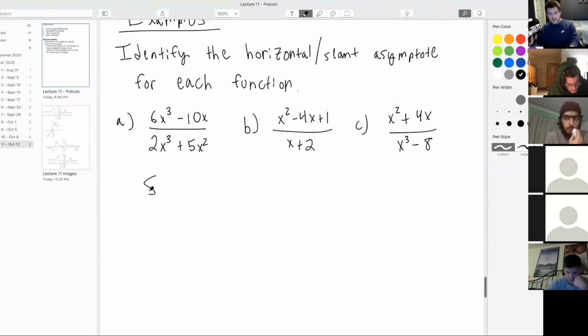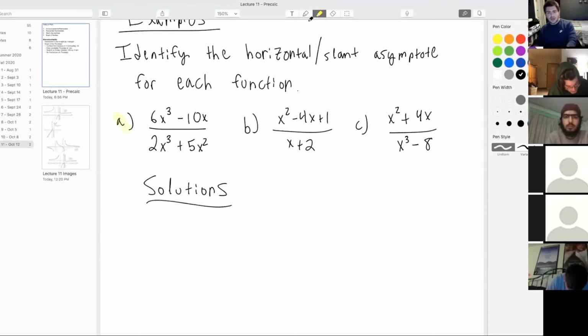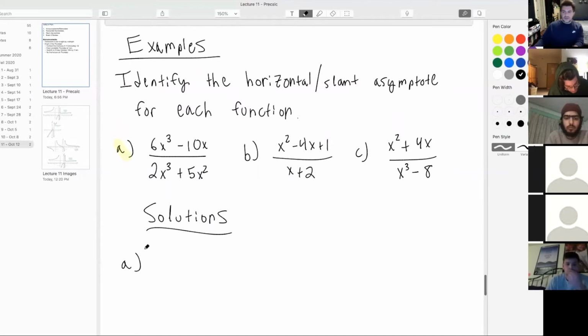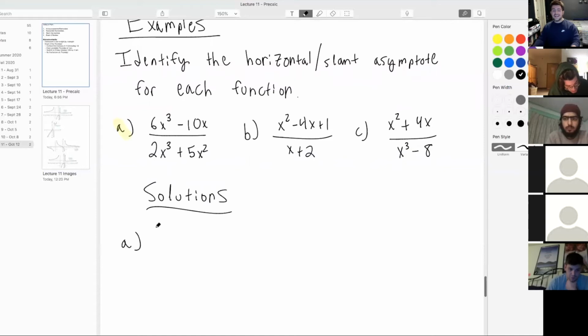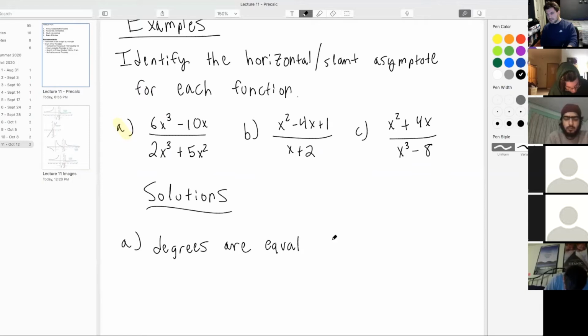So, solutions. Here we go. So let's look at A first, shall we? So A, you can see that the degree of the numerator is 3, degree of denominator is also 3. So we're in case 2, so let's just make note of that. So degrees are equal. So that was case 2, if you look above.